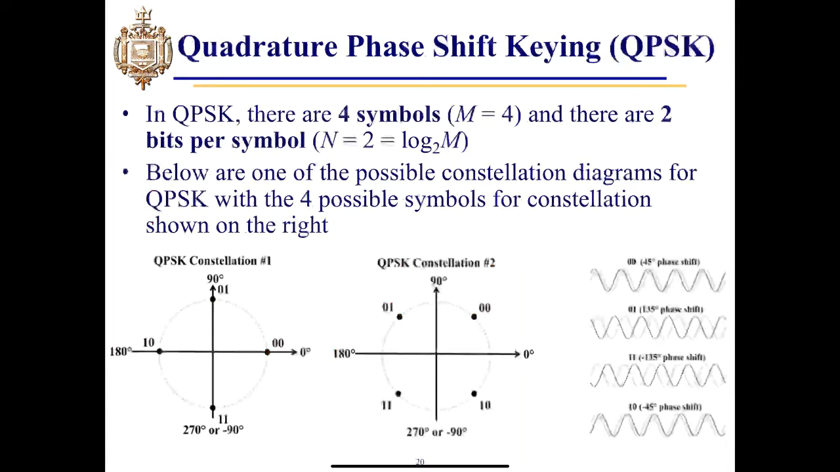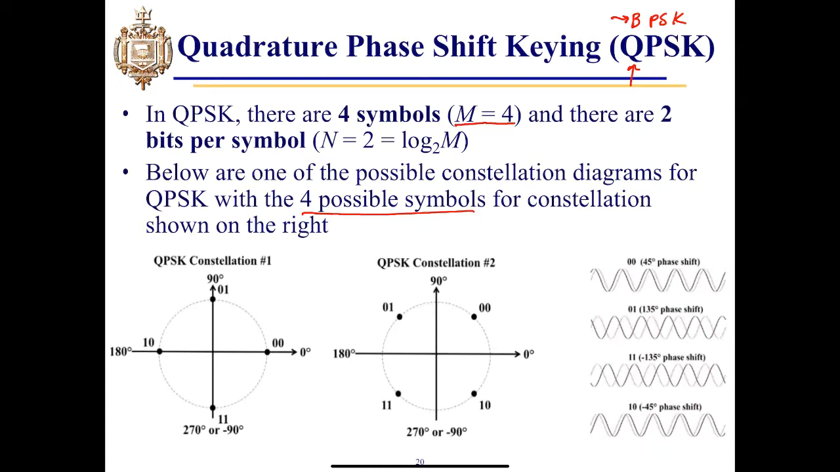Quadrature phase shift keying. We had BPSK, where we were shifting between 2 phases. Q stands for quadrature. If you remember, quadrature means we have 4 possible symbols. We're shifting between 4 different phases here. If we have 4 symbols now, remember M represents the number of symbols, so how many bits can we represent per symbol?